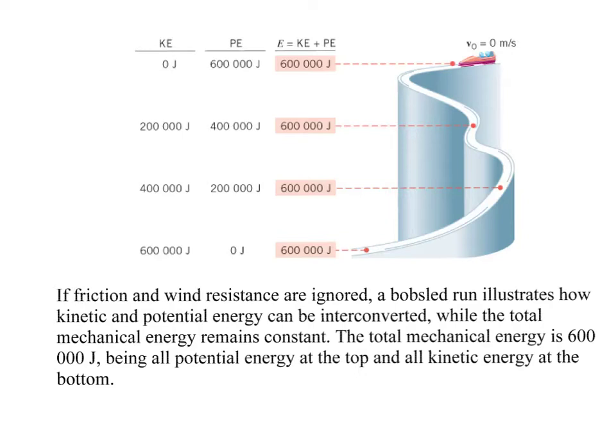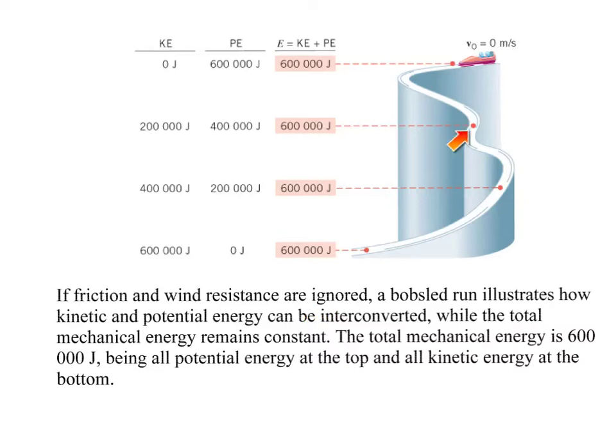So in this particular example, we have a bobsled up at the top of the hill. It starts at a velocity of 0 meters per second. So all of the energy it has is potential energy, gravitational potential energy. So based on its position, it has 600,000 joules of potential energy. Now in this problem, we're ignoring friction and wind resistance. So there isn't anything taking any energy away from our bobsled.